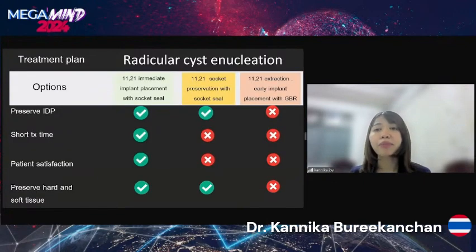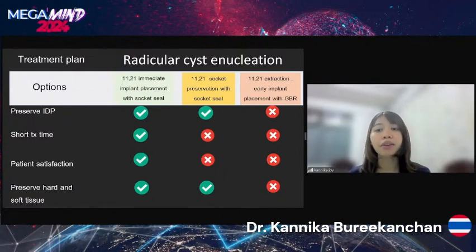Therefore, a treatment plan with 3 options has been proposed for treating patients as follows. Option 1. Radicular-cyst enucleation with upper central incisor immediate implant placement with socket seal. The advantages are preserved IDP, short treatment time, patient satisfaction, and preserved hard and soft tissue.